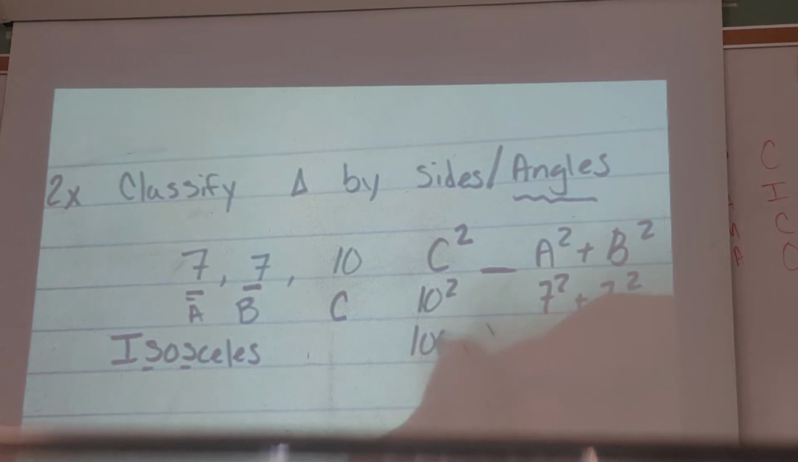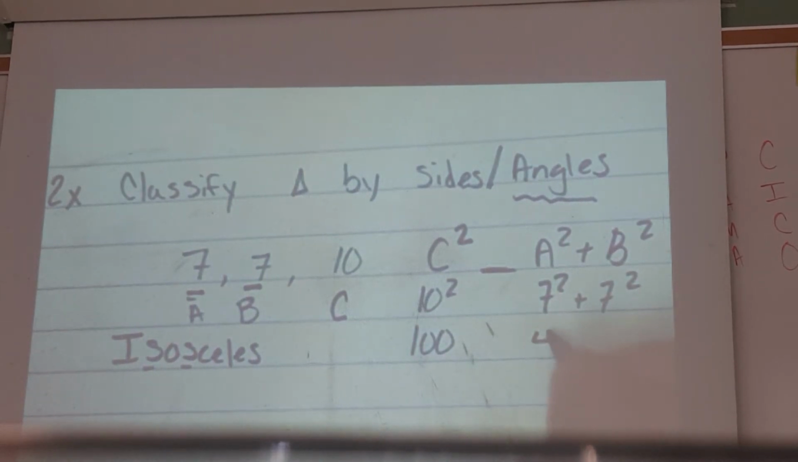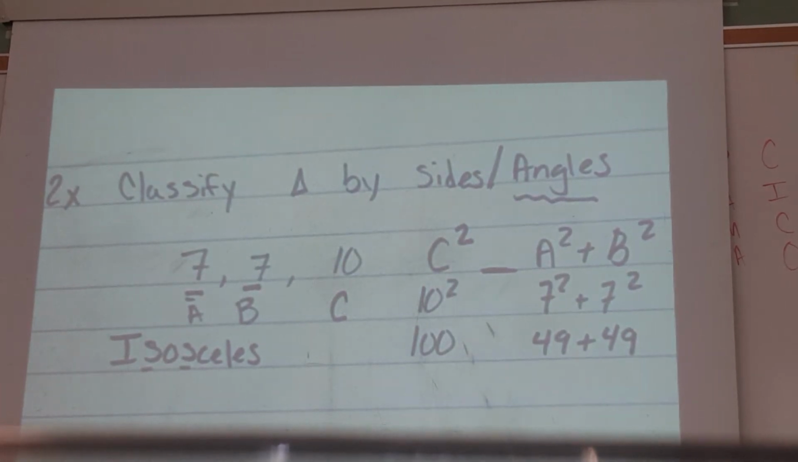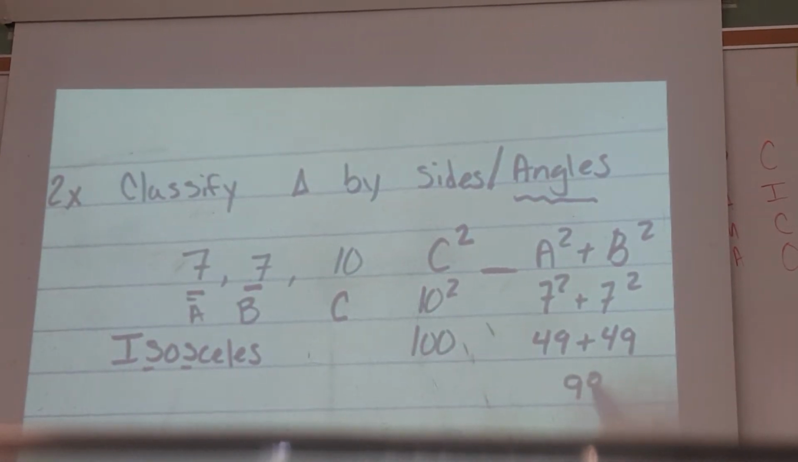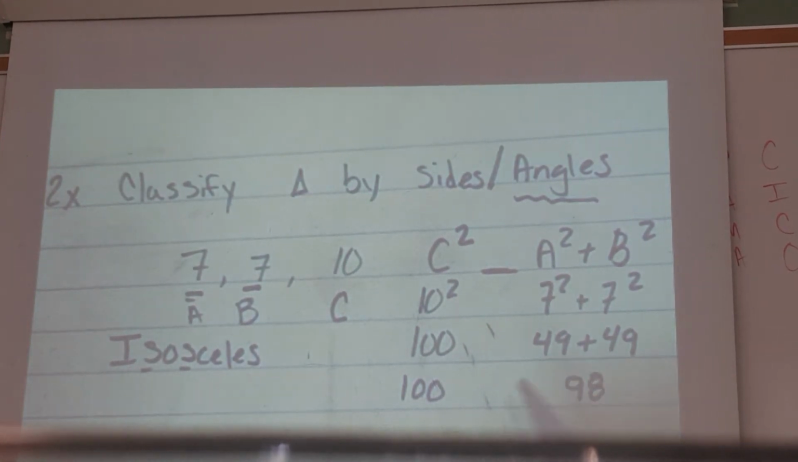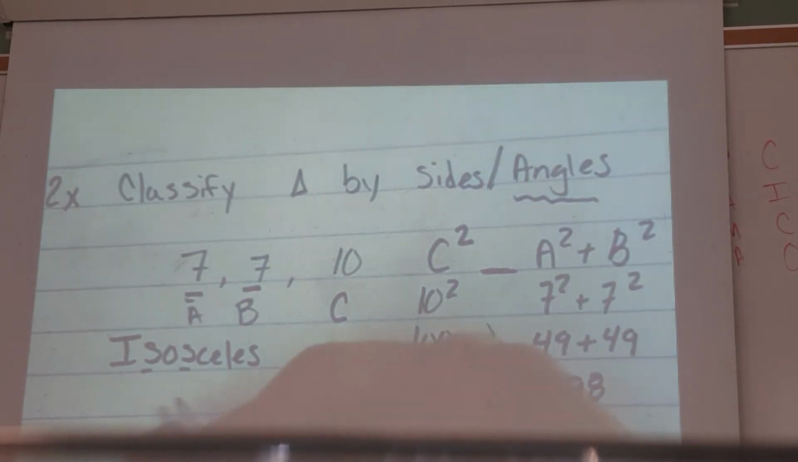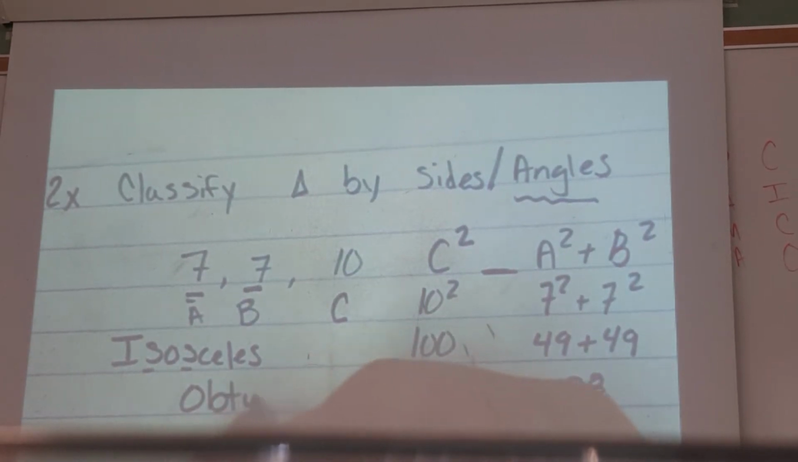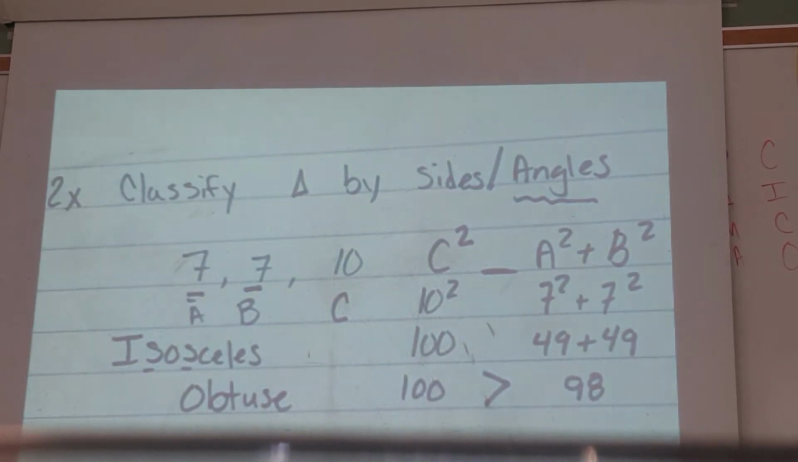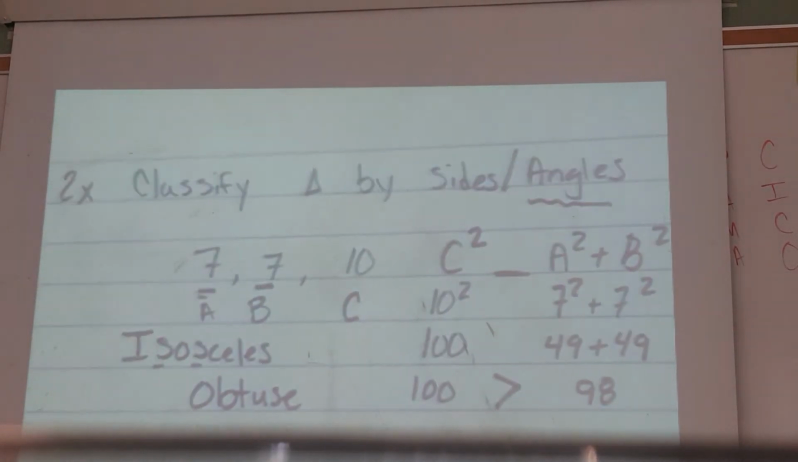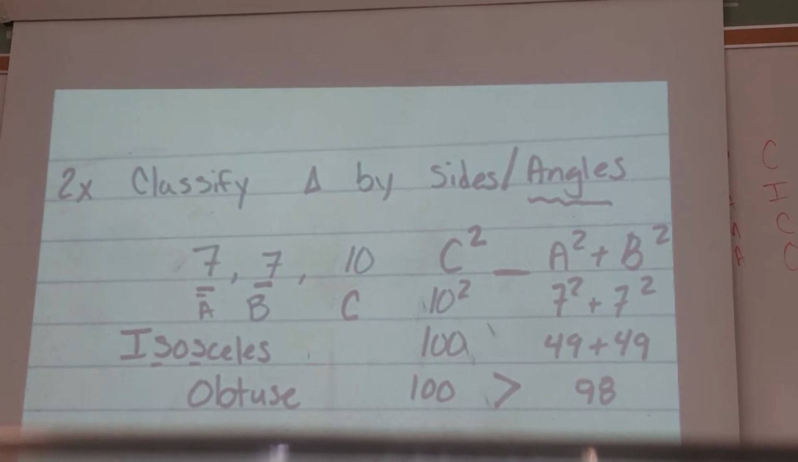10 squared will give me 100. Leave my blank spot. 7 squared is 49 plus 7 squared, which is 49. You may want to go one more step further and say, this is 98 and this is 100. So is 100 greater than 98, equal to 98, or less than? I know it's greater than. And if I use a greater than symbol, then I want to think about big things, which is obtuse. So that's what you need to be able to do for number 1 and 2 on the test. Two questions very similar to that.